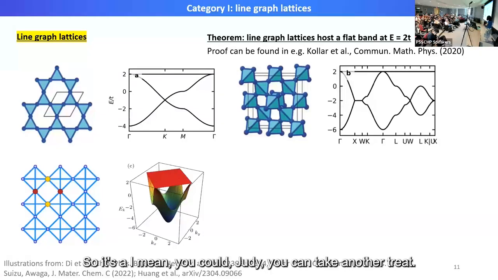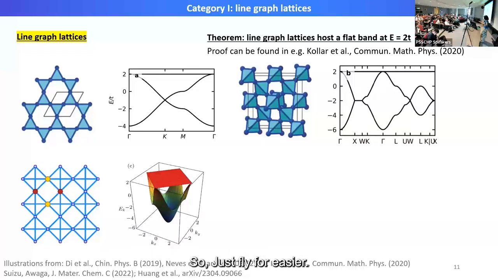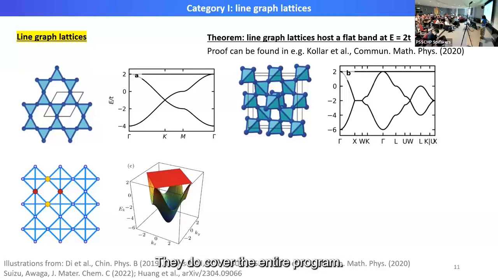I mean, you can take an arbitrary graph, which is not a periodic graph, with union things. I need to check that part. Just to clarify, these are the exact flat bands and do not cover the whole thing. If you have a 2D model, do they cover the two dimensional plane? No. They do cover the entire plane. Okay.